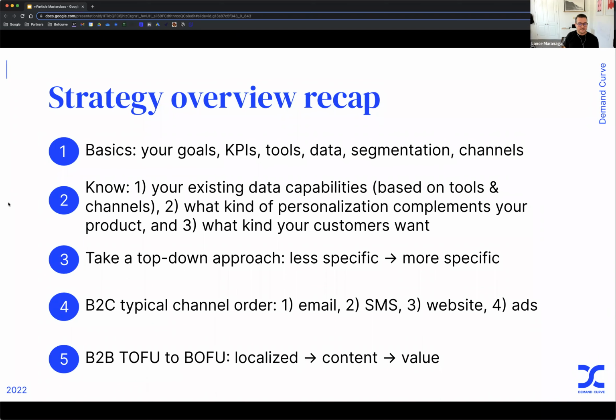Number four, on the B2C, the typical channel, how this ends up being executed across the different channels is laying boundaries and parameters for each one. What are the guardrails? What can we use SMS for? What can we not use SMS for? What can we use email for? What should we not use email for? When should we deploy personalized ads and when should we not?